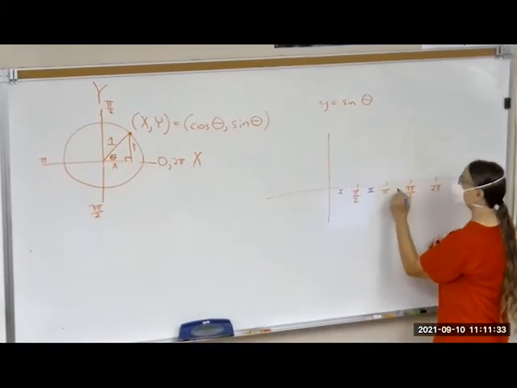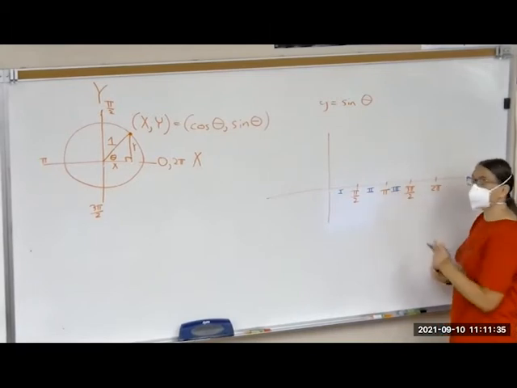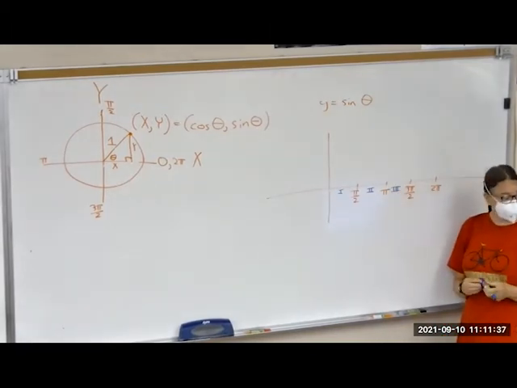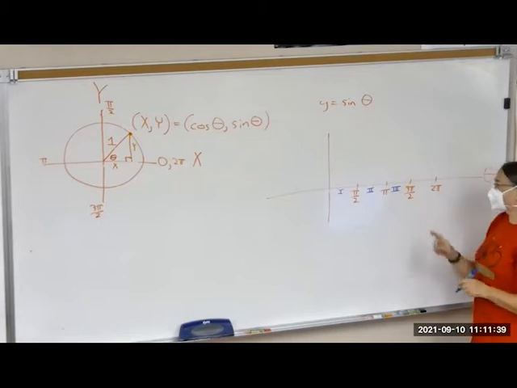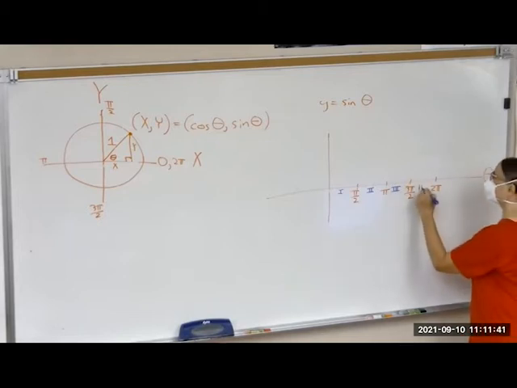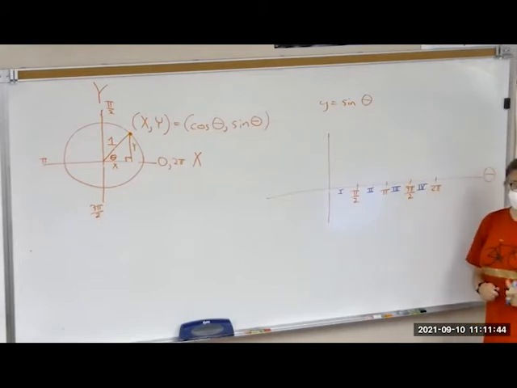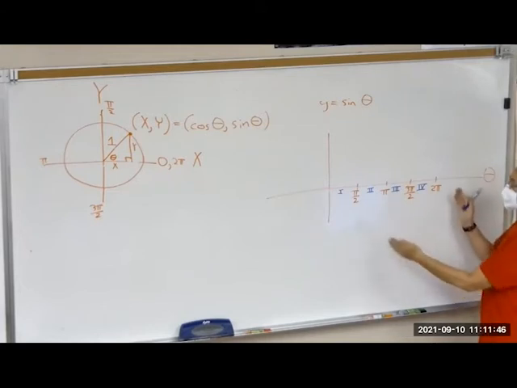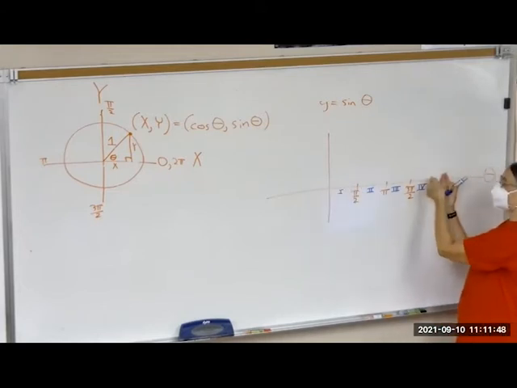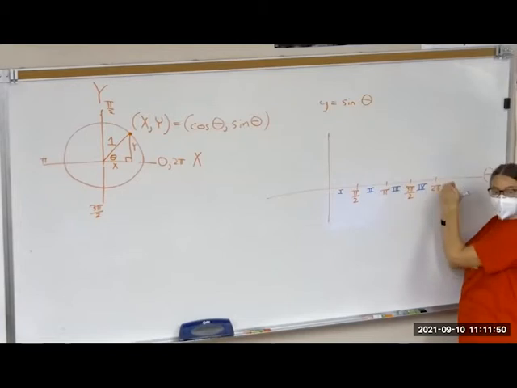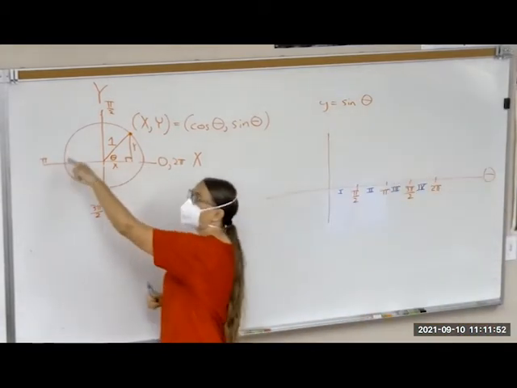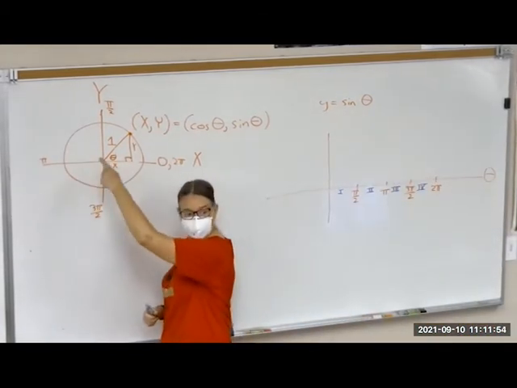From pi to 3 pi over 2, represented rotationally, those angles would be in quadrant 3. And then from 3 pi over 2 to 2 pi is quadrant 4. Okay. So moving from 0 to 2 pi here corresponds to rotating through all 4 quadrants on this picture.